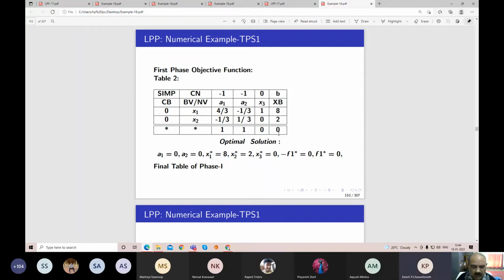No. Our basic variables are x1, x2. These artificial variables we have removed. The artificial variables a1, a2 as well as x3 are the non-basic variables. So this phase 1 table is complete.